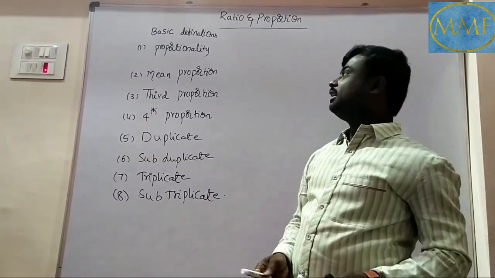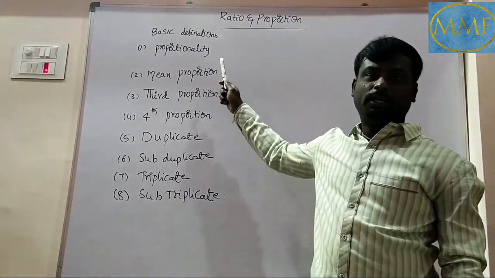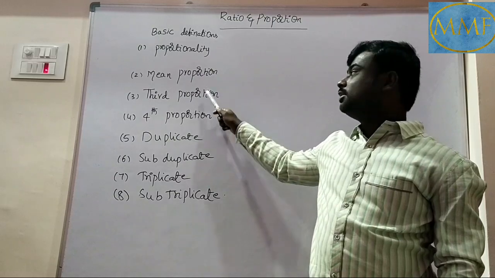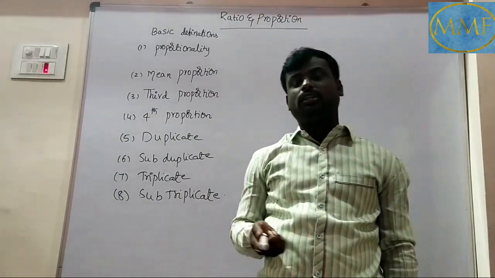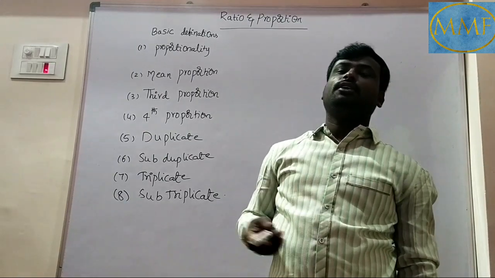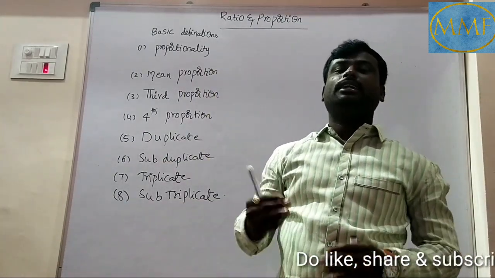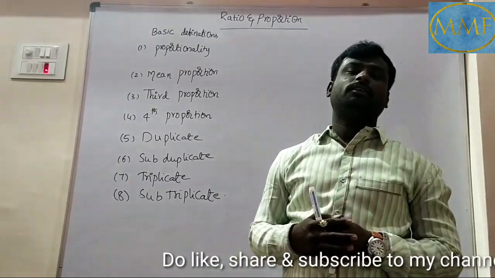Okay. Next we will discuss basic definitions. What is proportionality? Mean proportion, third proportion, fourth proportion, duplicate, subduplicate, triplicate, subtriplicate. So we will discuss these basic definitions with one or two examples. Then we will move to the next concept.